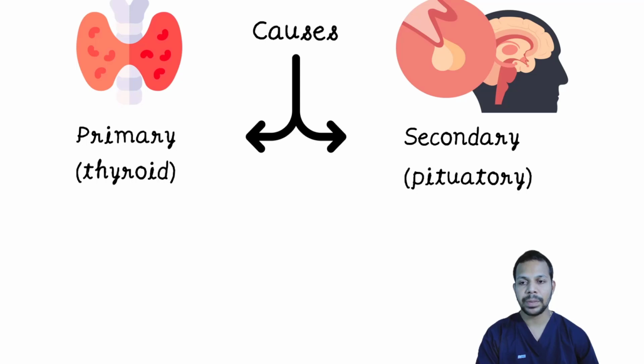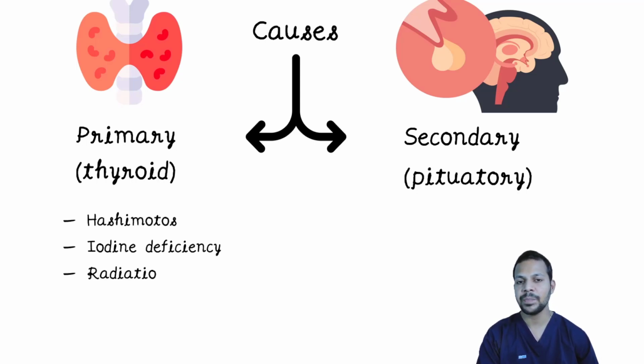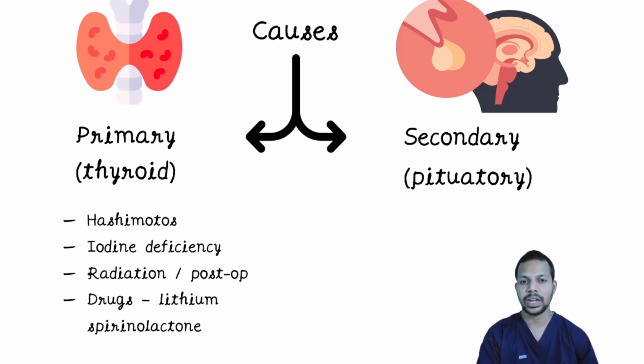The common causes of primary hypothyroidism are Hashimoto's thyroiditis, iodine deficiency, radiation, and postoperative, and some drugs like lithium and spironolactone. Hashimoto's thyroiditis is the most common cause of primary hypothyroidism worldwide, and iodine deficiency is the most common cause of primary hypothyroidism in developing countries.